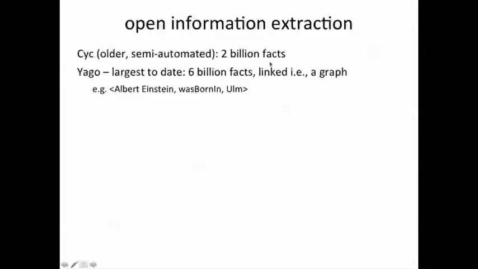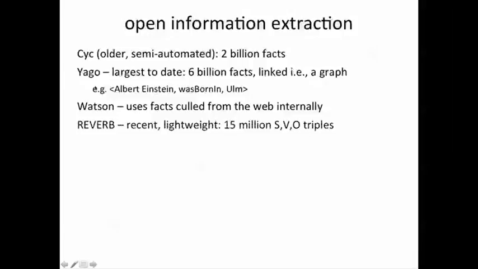Albert Einstein was born in Ulm, for example, is a fact that Watson could have learned from a database like Yago, and Watson actually uses facts culled from the web internally. It doesn't use Yago or Cyc, but it uses many web pages and textual documents and rules. And this is another example of open information extraction.